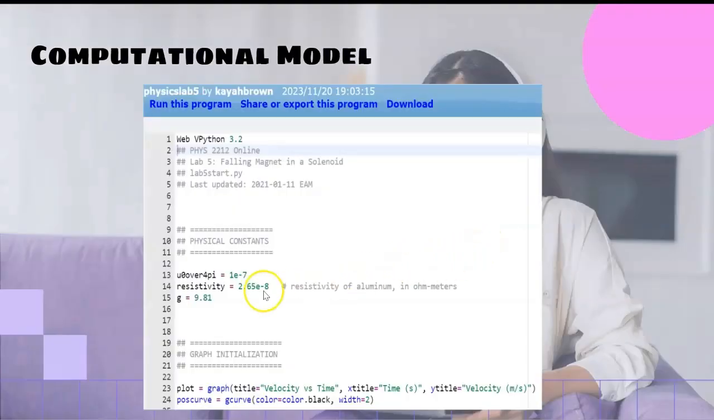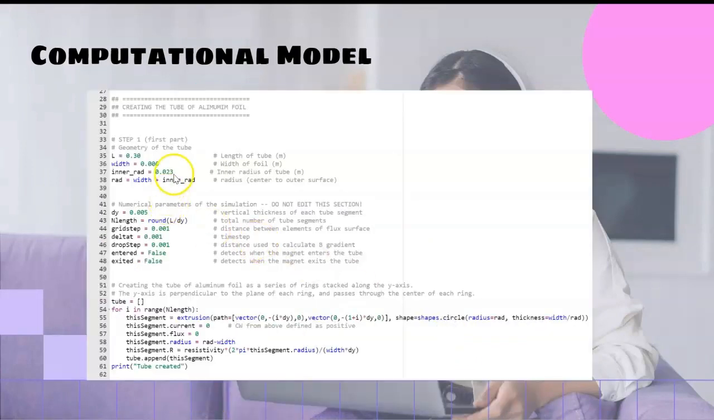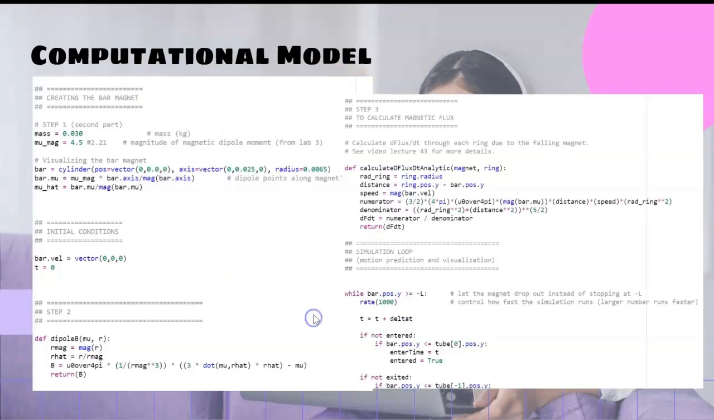So here's our computational model. So first we establish our physical concepts, and then we also set up the graph, which is going to plot the velocity versus the time, which we'll see in a second. So then we also have created the tube of the aluminum foil. So it's like a pretty accurate model. We have the tube here and everything such as that. And then we also have a bar magnet that we created, and then the initial conditions of the bar magnet.